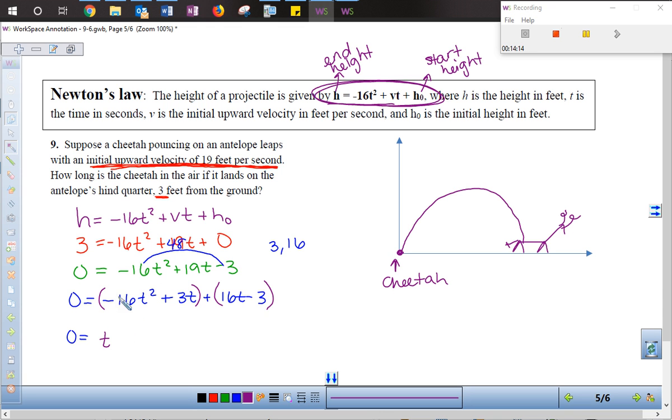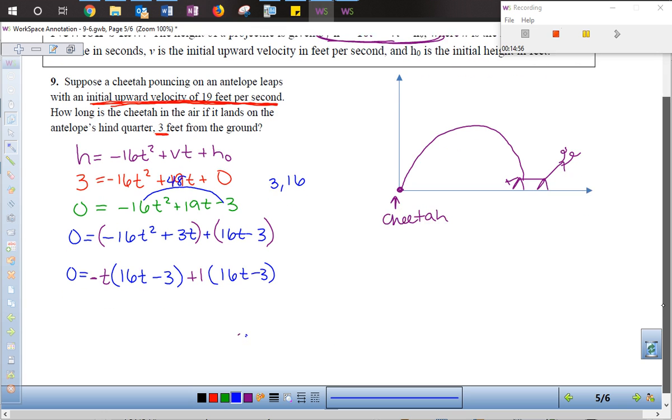But remember, my first term always has to be positive. So since this guy's negative, I'm going to take out a negative t. Now let's see what I have left. When I have a negative 16 t squared divided by negative t, the negatives cancel out, 16 comes along for the ride, and I still have a t left. Then positive 3t divided by negative t leaves me with a negative 3. In my second binomial here, 16t minus 3, I don't have a GCF, so I'm going to take out a plus 1, and I'm going to be left with 16t minus 3. Now, let's see what that factors into.